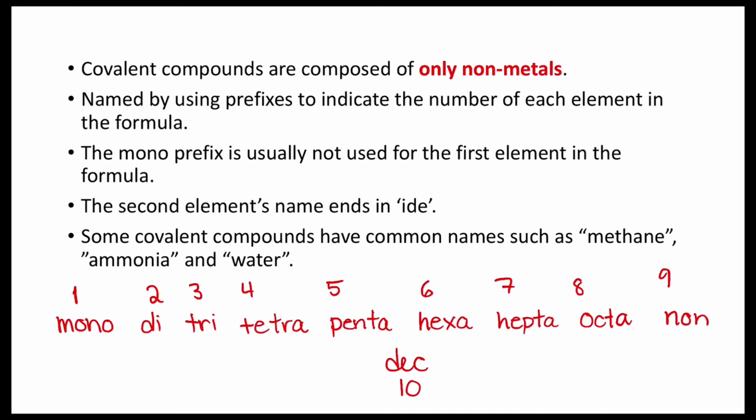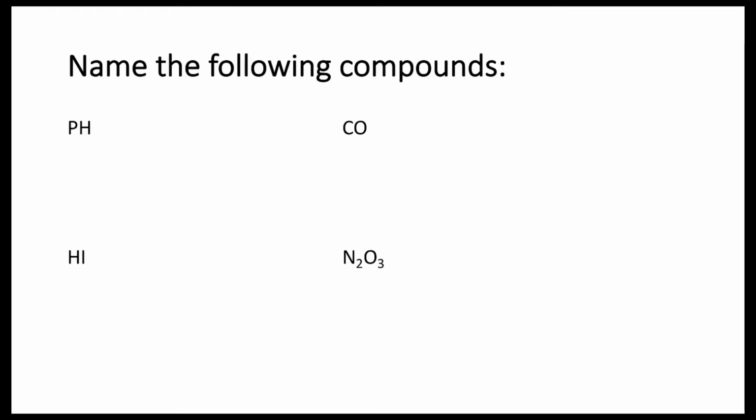So again, remembering that covalent compounds are composed of only nonmetals. So think right side of the periodic table. Okay? So let's do a little bit of practicing. This rule basically still applies from previous naming of compounds. Okay, so let's do a few examples here. So name the following compounds.